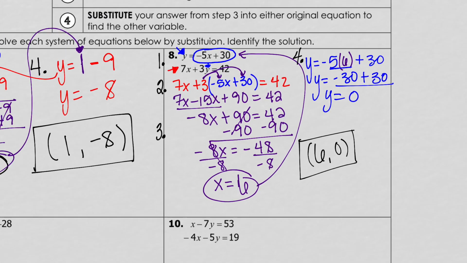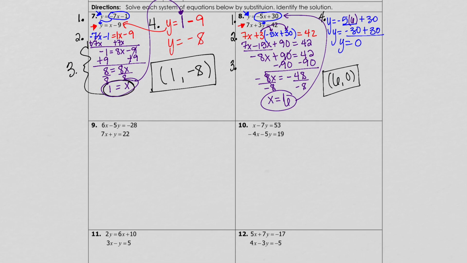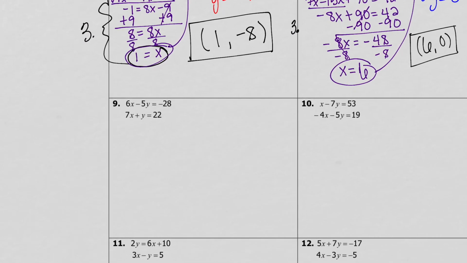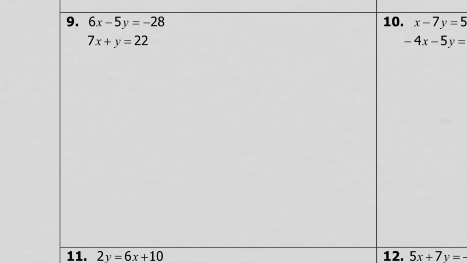All right. Let's do one more. Let's do number 9. We have these two equations now. We have the top. I'm going to keep doing blue as the top and red as the bottom. First thing I need to do is see if anything is already solved for a variable. Neither of these equations are. So I need to solve for a variable.